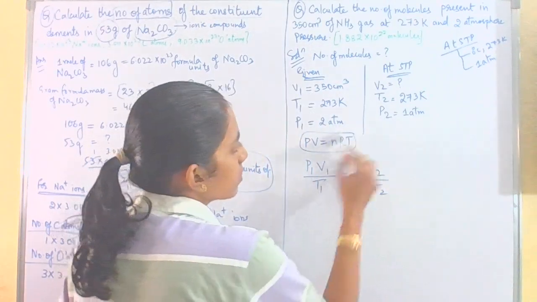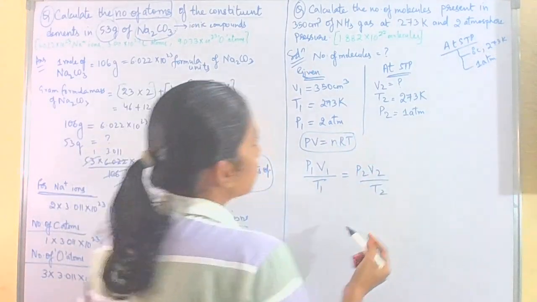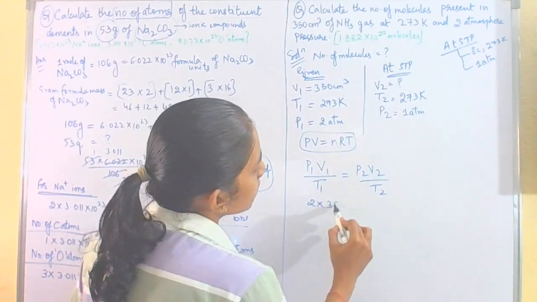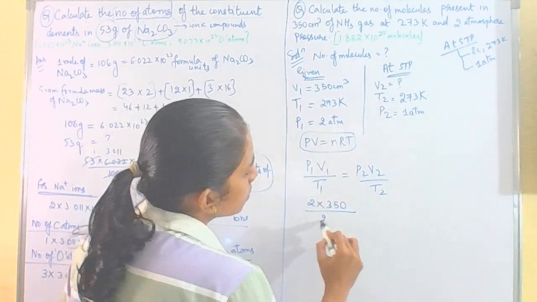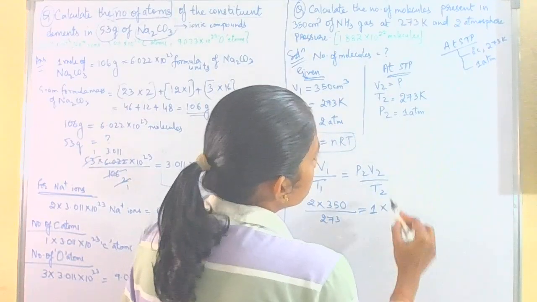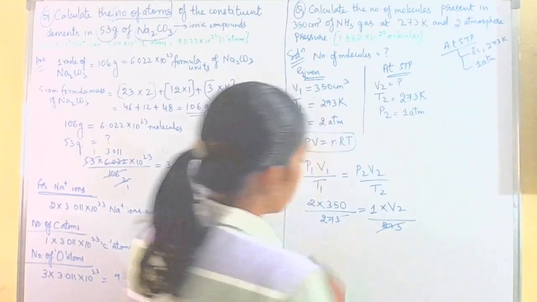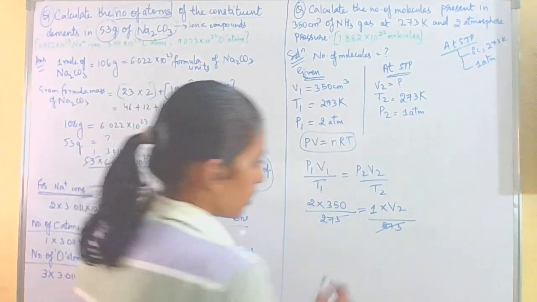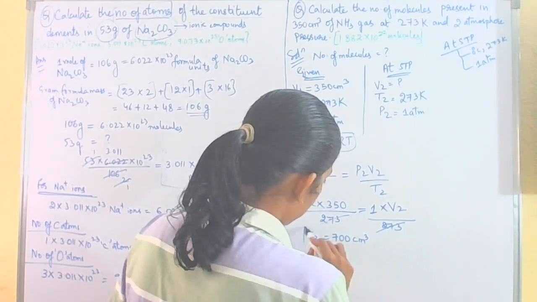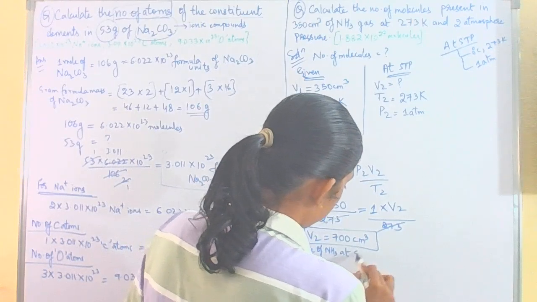R is the gas constant. So when we substitute P1, V1, T1, P2, V2, T2, what will we get? 2 into 350 centimeter cube by 273 Kelvin is equal to 1 atmosphere into V2, which we have to find out, by T2, which is again 273 at STP conditions. 273 gets cancelled. Now V2 is equal to 2 into 350, which is 700 centimeter cube. This is the volume of NH3 at STP.